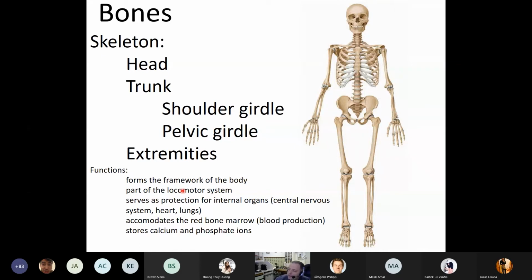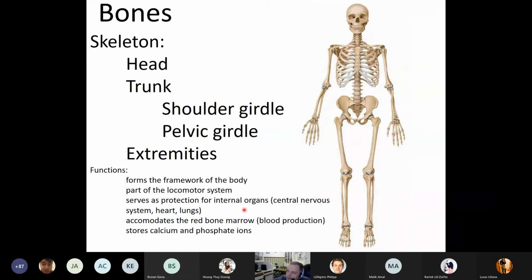I think it's obvious that it forms the framework of the body, which gives a certain support for all the structures. I also don't surprise you with that. I think that it is part of the locomotor system, because if you move, if you run, if you jump, your muscles carry out the movement, but we move because our skeleton is moving, and this is how the body is then moving. So the locomotor system, the bones and the muscles together, will carry out the movement.